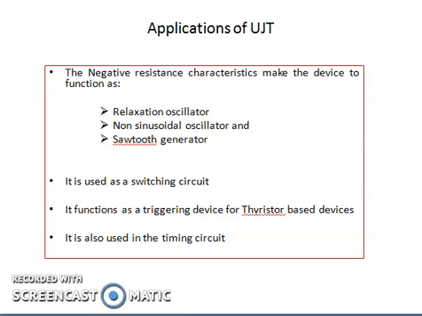So the negative resistance characteristic makes the device function as a relaxation oscillator, non-sinusoidal oscillator, and sawtooth generator. The sawtooth generator is an important main application of the UJT. And it is also used in switching circuits, and it also functions as a triggering device for thyristor based devices, and it is also used as a timer.